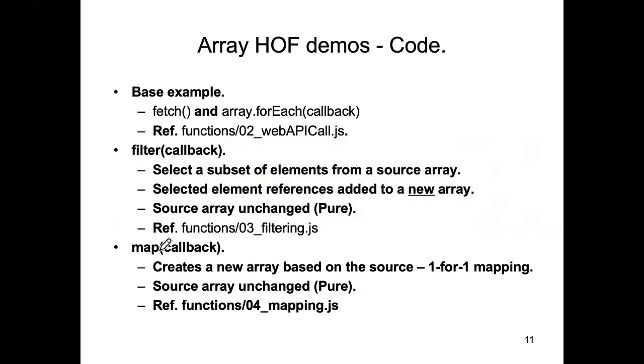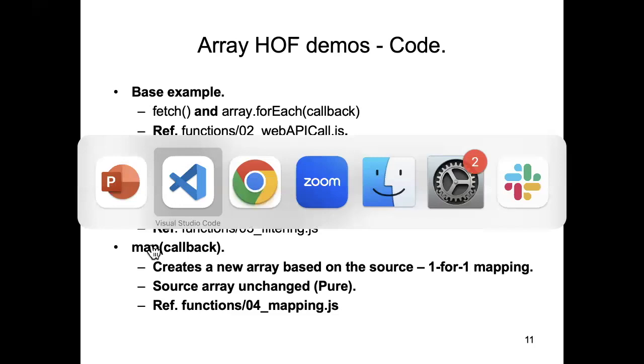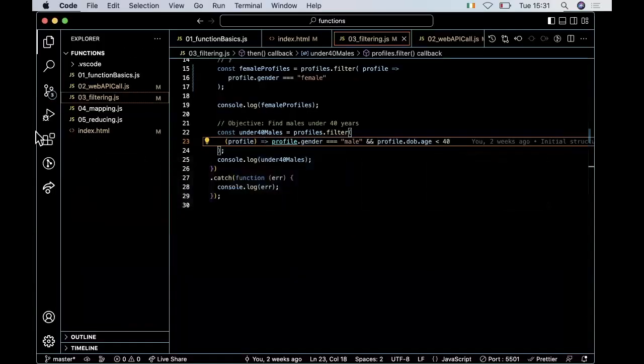And again, map is a higher order function because it does take a callback, and that happens to be also its only argument. The purpose of the callback in this case is to construct an instance of the shape of the objects that you want in your output array. Like filter, map does not change the source array, so we would say it's a pure function. And so let's see what we did by way of illustration.